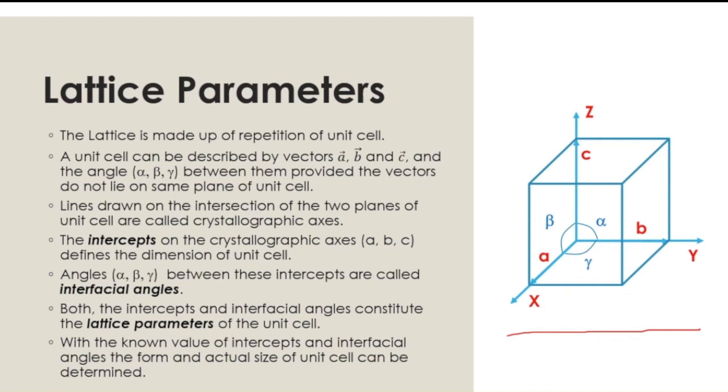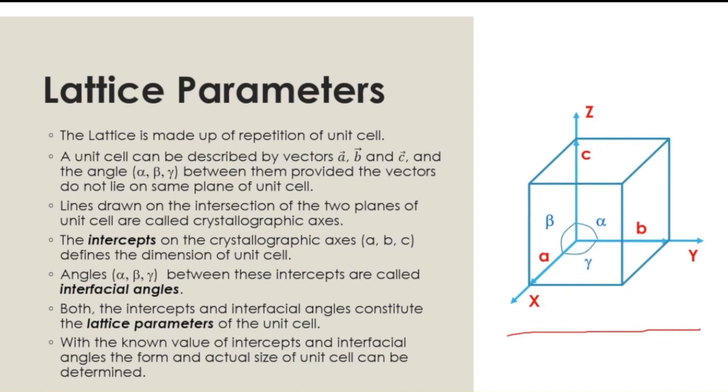There are other parameters: alpha, beta, and gamma. These are the three angles which are called interfacial angles. Alpha is the angle between B and C, beta is the angle between A and C, and gamma is the angle between A and B. So the three intercepts A, B, C and three interfacial angles alpha, beta and gamma are called lattice parameters of a unit cell. If we know these parameters, then we can know the size and shape of the unit cell.